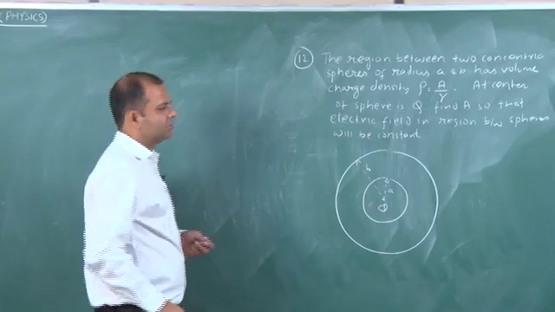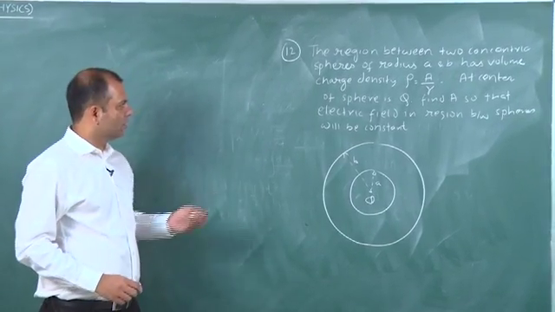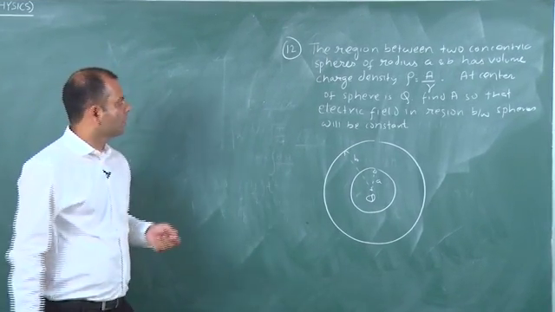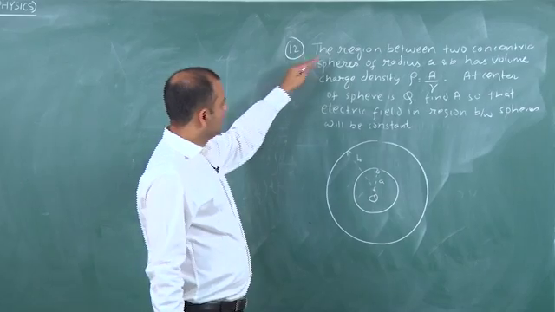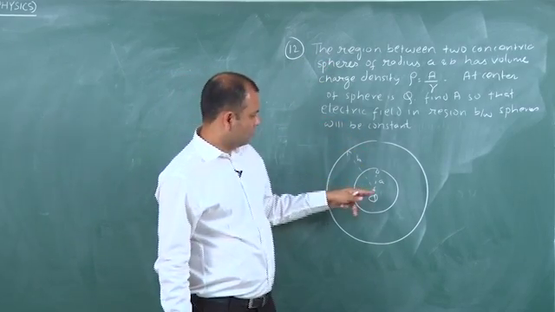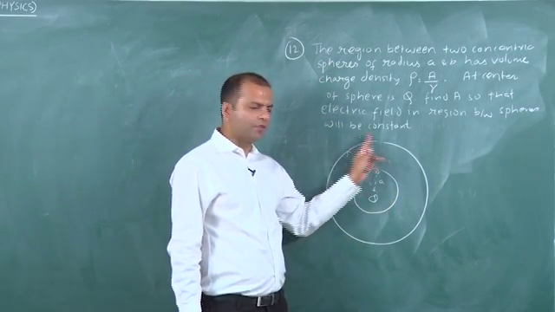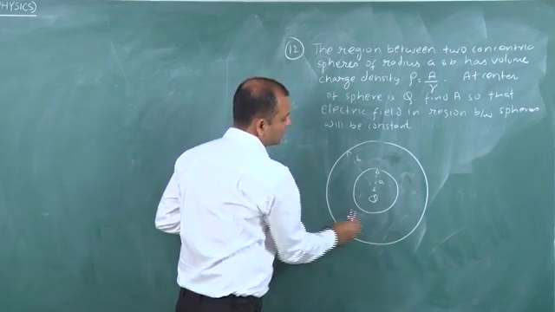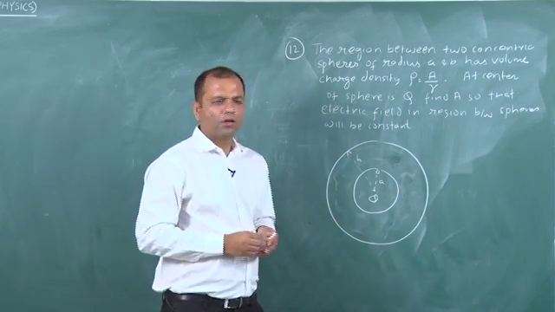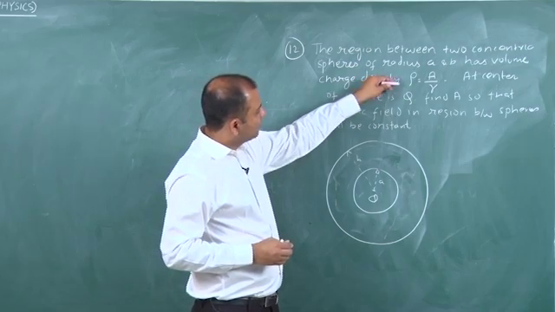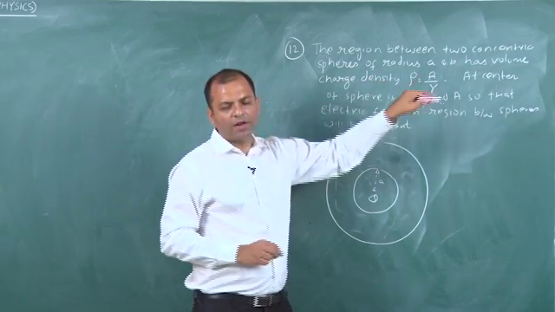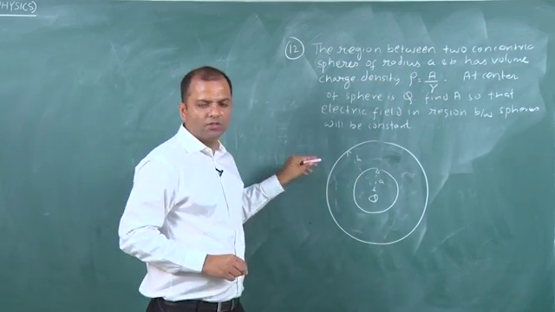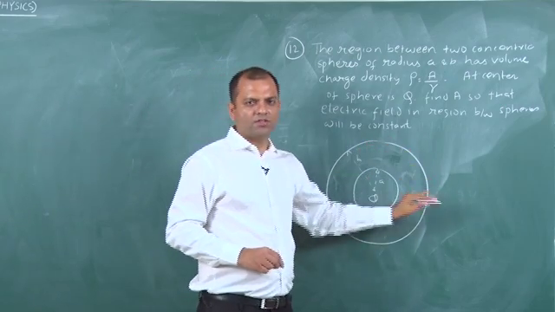So, question number 12, this is a question from electrostatics, to be more precise, Gauss law. The region between two spheres, one sphere of radius a and the other sphere of radius b, this region is filled with charge, the density of which is given by rho equal to A by r, where r is the distance from the center. So, obviously a non-uniform density of charge is there.